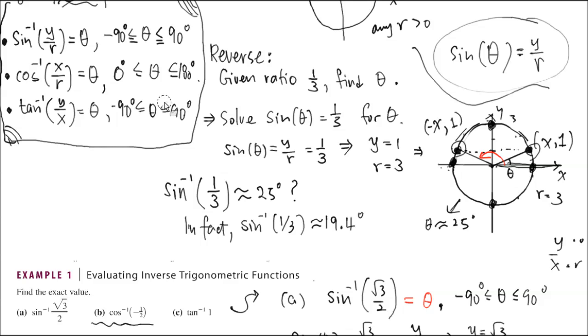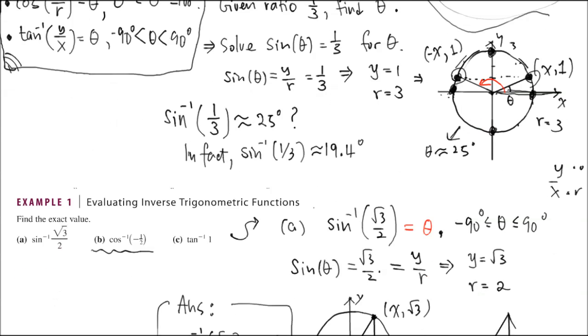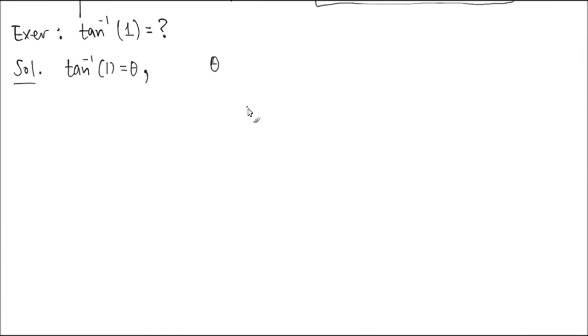Theta cannot be, it's not defined at 90 degrees. So you have to get rid of this equal symbol and change it to strictly less than. I apologize for the mistake. And down here, that's what you're going to copy down: -90 degrees strictly less than theta, and strictly less than +90 degrees.